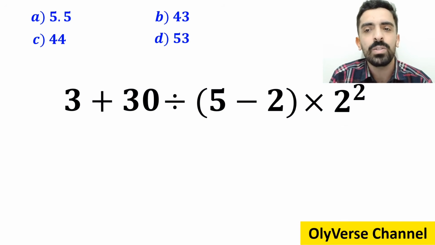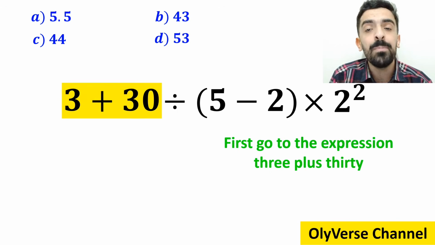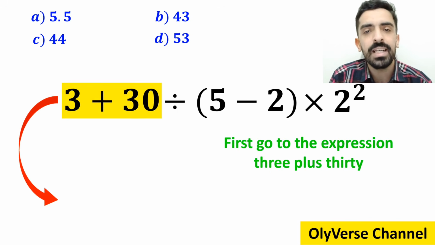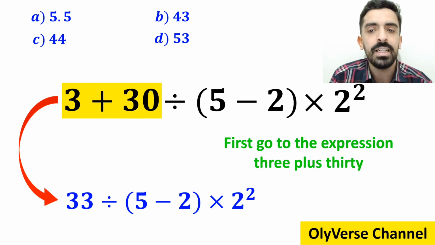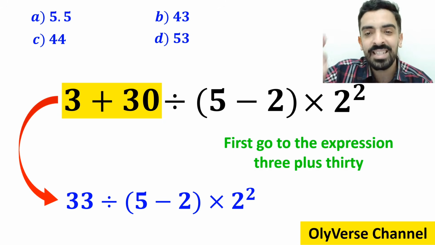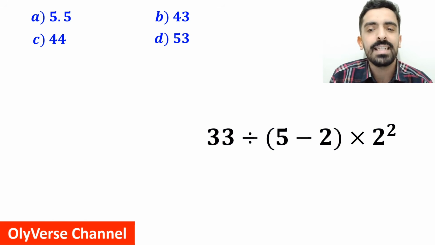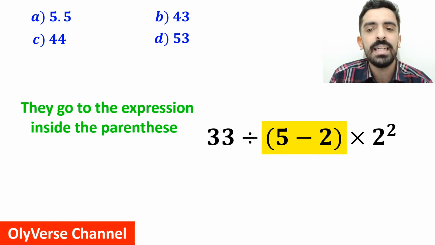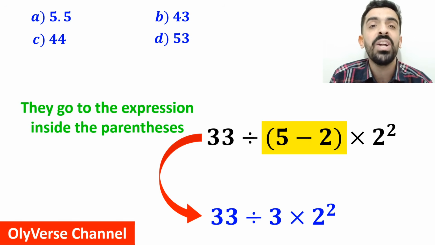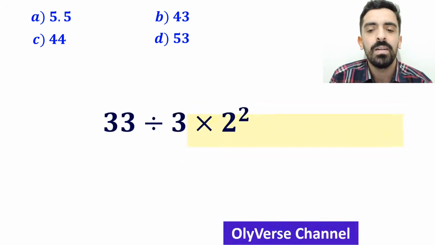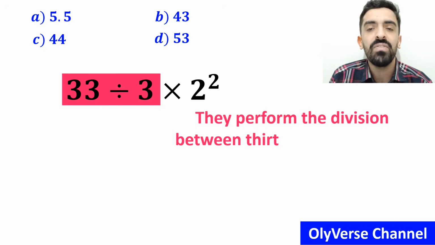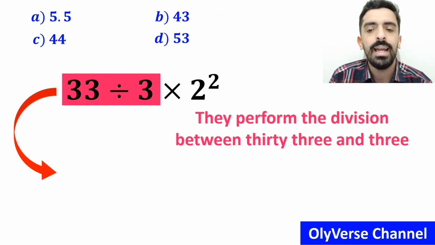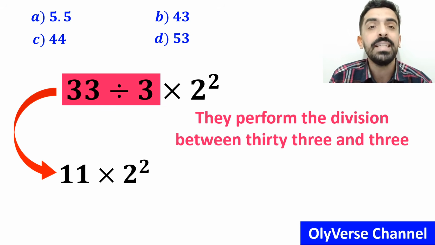Many people, when solving this question, first go for the expression 3 plus 30. And instead of this expression, they write 33 divided by (5 minus 2) and multiplied by 2 squared. And the next step, they go to the expression inside the parentheses and simplify it to 33 divided by 3 multiplied by 2 squared. Then, they perform the division between 33 and 3. And instead of this expression, they write 11 multiplied by 2 squared.